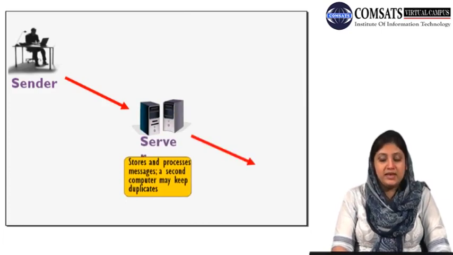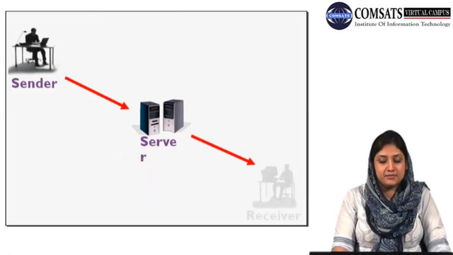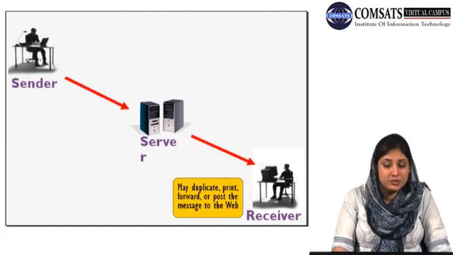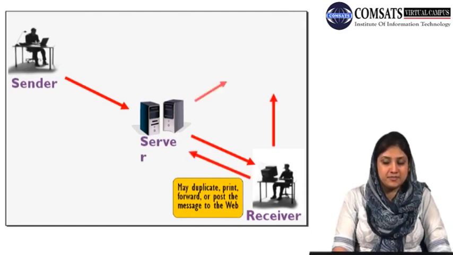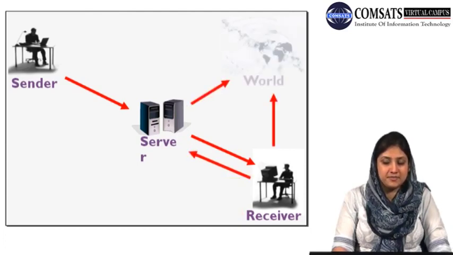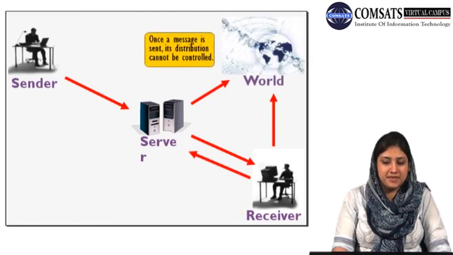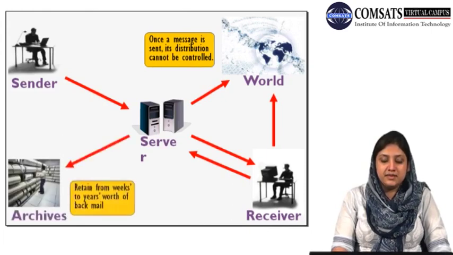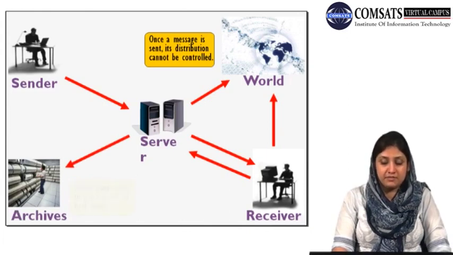The server stores your message. A second computer may keep duplicates. And the receiver sends the message, so it may duplicate, print, forward, or post the message to the web. So understand the procedures. Once a message is sent, its distribution cannot be controlled. Retain from weeks to years worth of back mail.